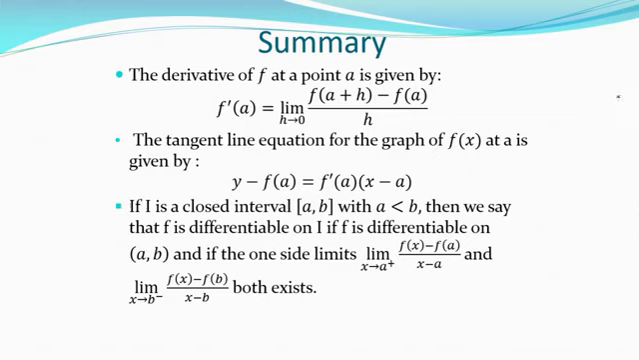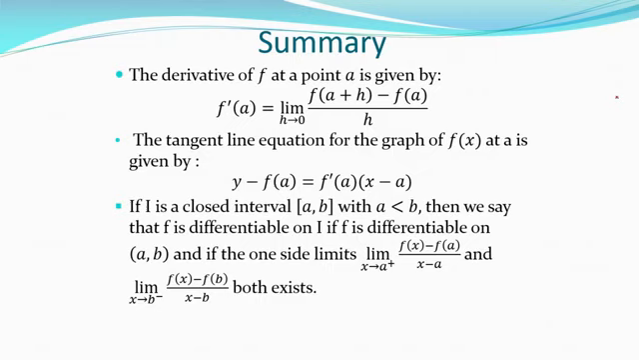Now let's summarize the key pointers that we have seen today. The first one is the derivative of a function at a point A, given by f prime of A equal to the limit of f of A plus h minus f of A over h, where h goes to 0. The tangent line equation for the graph of f of x at A is given by y minus f of A equal to the slope f prime of A times x minus A.